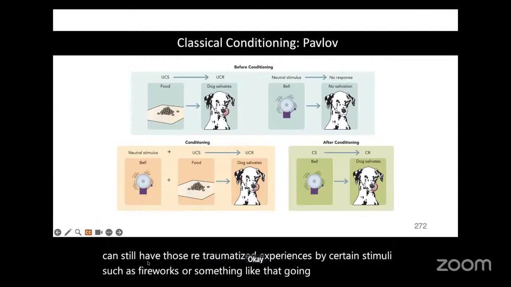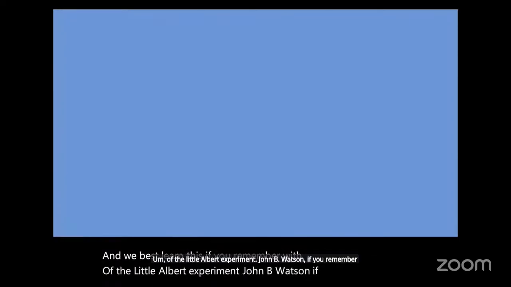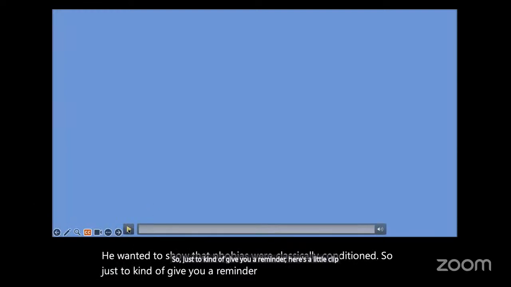And we best learned this, if you remember, with the Little Albert experiment, John B. Watson. If you remember at the beginning of the semester, he wanted to show that phobias were classically conditioned. So just to give you a reminder, here's a little clip of what he did. So let's take a look at this.